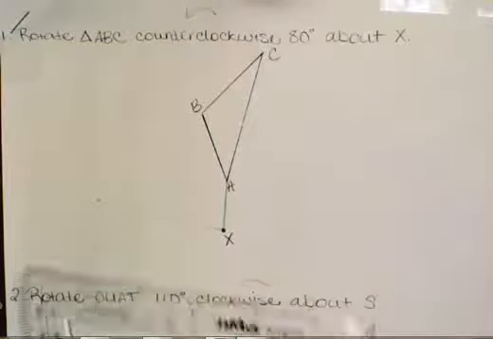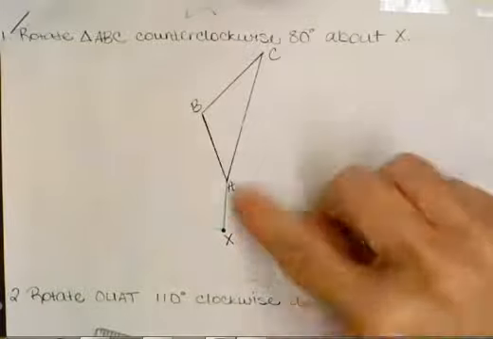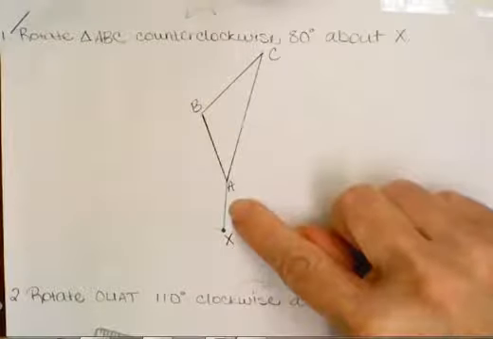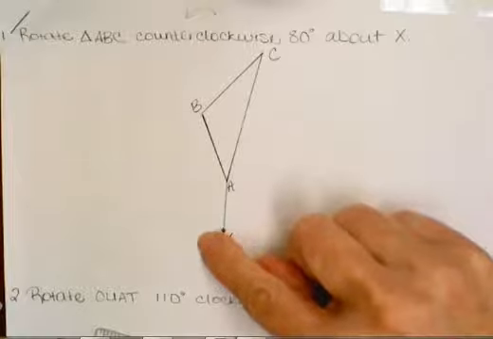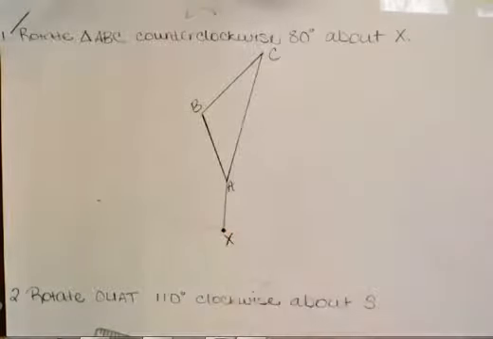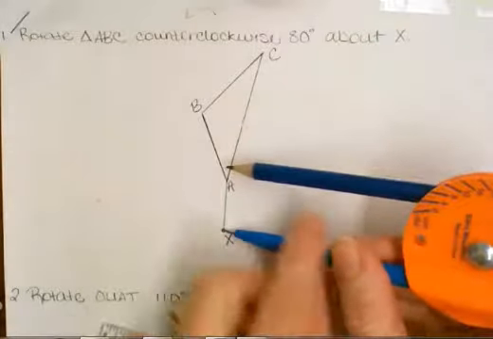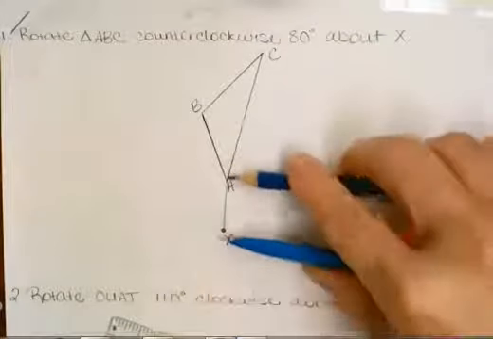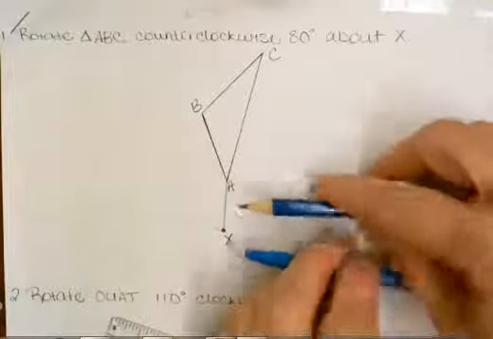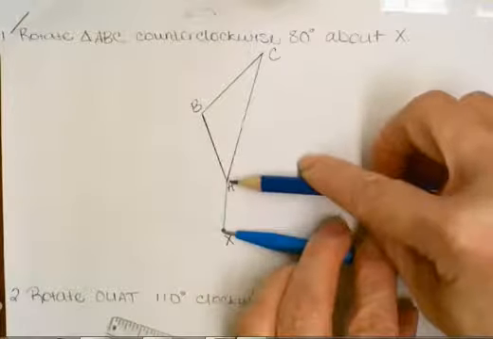Now I've got to figure out, I know when I rotate it, this distance that X and A are apart needs to remain the same over here when I find A prime. So I'm going to take my compass, put the pivot point on X, and move the other end so that it's at A.